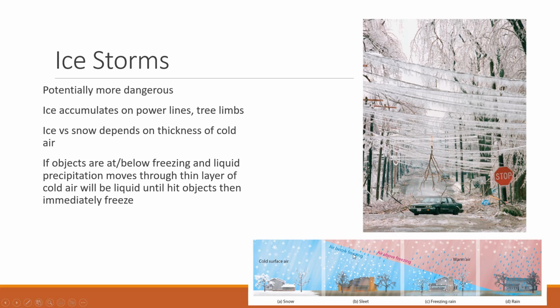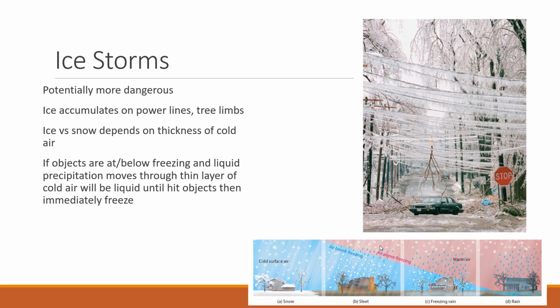So if the layer of cold air at the surface is slightly thicker, with warm air above that, our precipitation is liquid for a time, but then it moves into that cold air and refreezes. That's where we have sleet. So that's where it's coming down as little ice pellets. Freezing rain is a very dangerous condition.